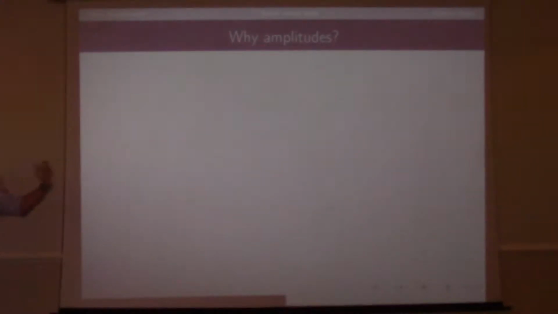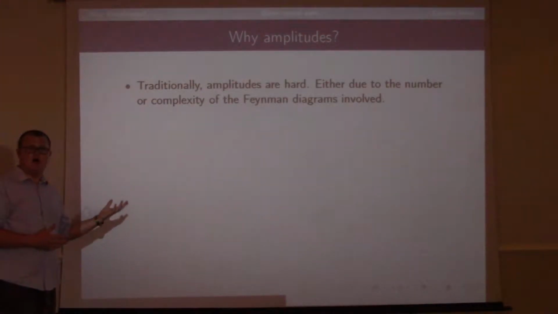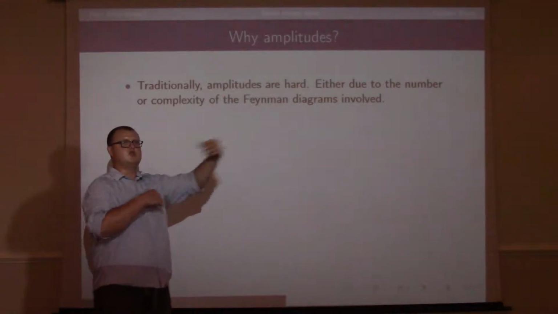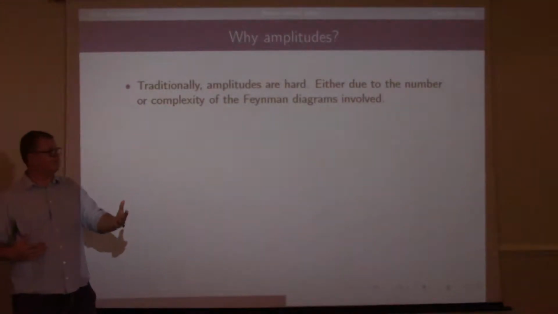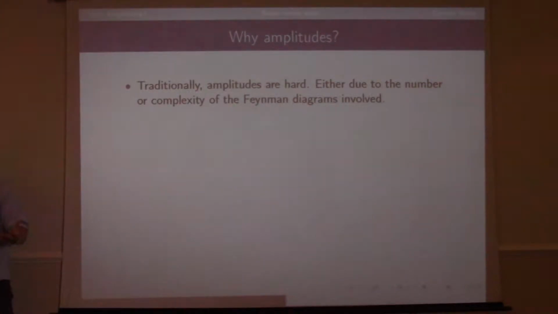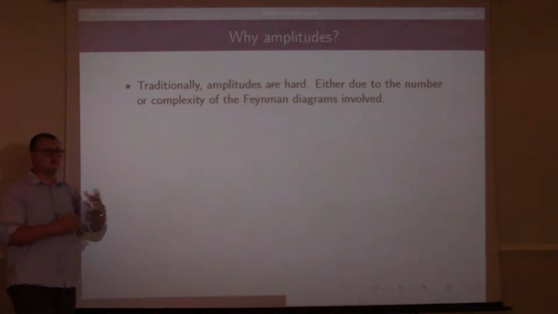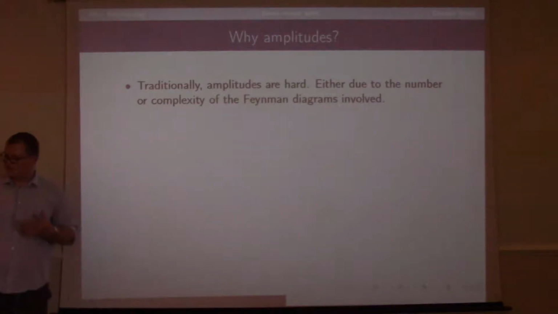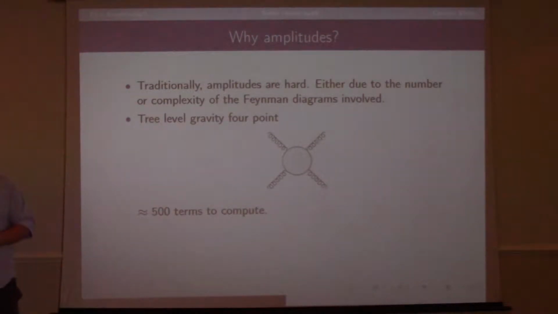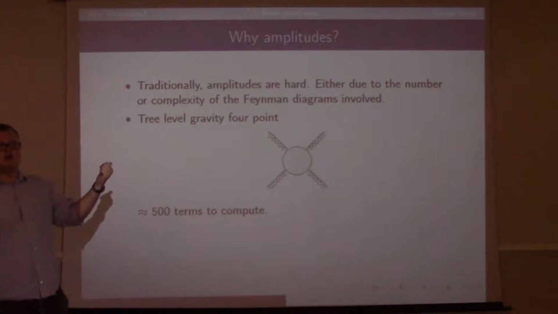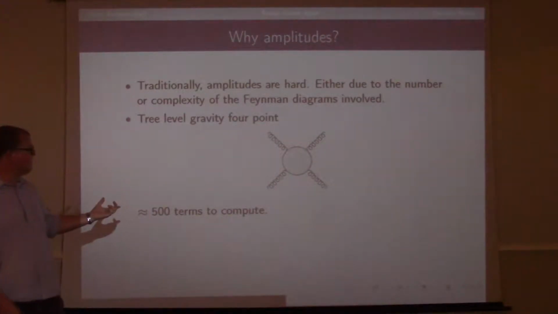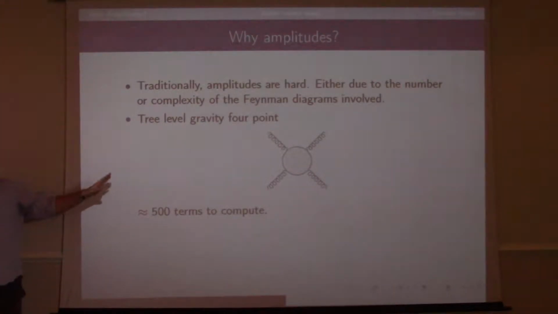So, first off, before we get into the details, we need to ask ourselves why amplitudes. Because traditionally, amplitudes are hard. Either you have huge amounts of Feynman diagrams you need to calculate, or if you take, for example, low energy QCD, you have extremely difficult, intricate diagrams to calculate. As an example, the tree level 4-point amplitude for gravity has around 500 terms that you need to compute. This was some poor PhD student's job in the 60s.